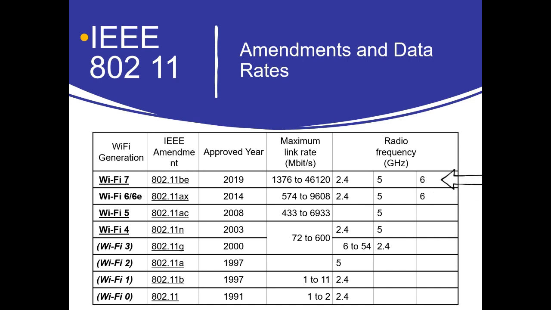Then the latest generation is Wi-Fi 7, which was released recently in 2019, and supports from 1.3 all the way up to 46 gigabits per second, and also supports the 3 bands.